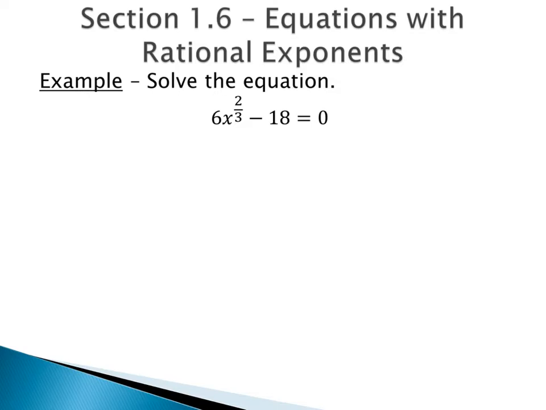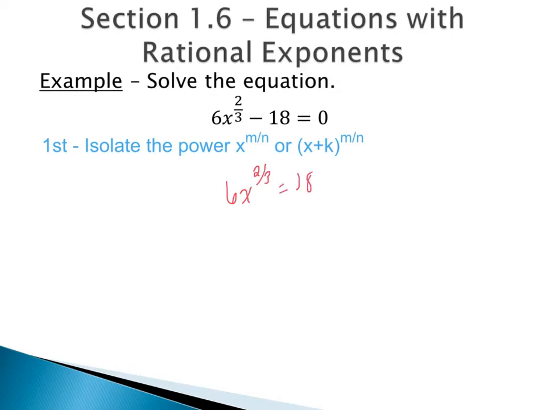So here, in order to solve this equation, we want to first isolate the power. You can see we're really looking at this similar to how we used our square root property. We want to get that x to the 2/3 by itself. So we want to isolate the power x to the m over n, or it might be a quantity of x plus or minus a number raised to that rational exponent of m over n. So I'm going to move the 18 over first. So we have 6x to the 2/3 equals 18, and then dividing both sides by 6, we're left with x to the 2/3 equals 3.